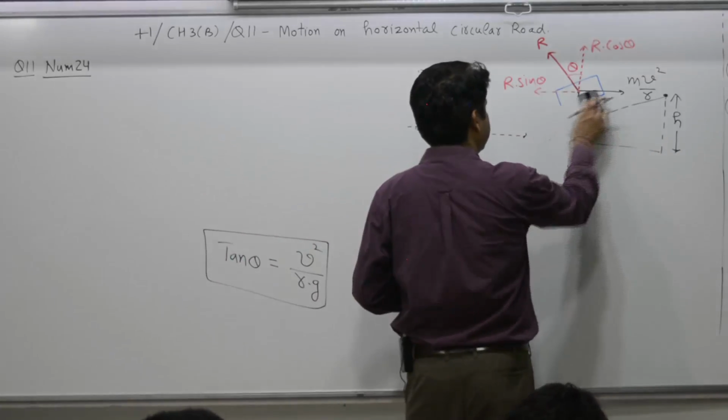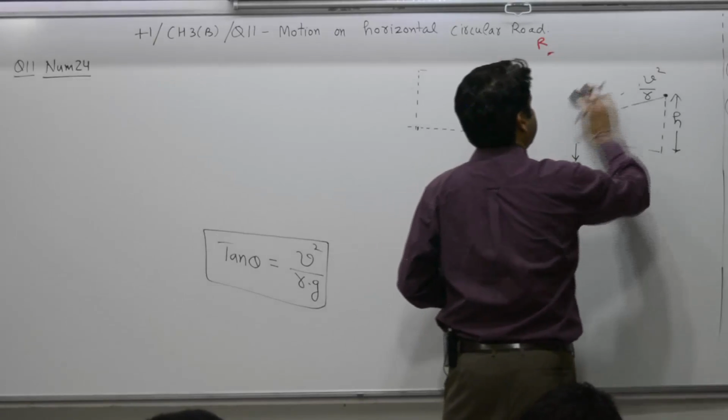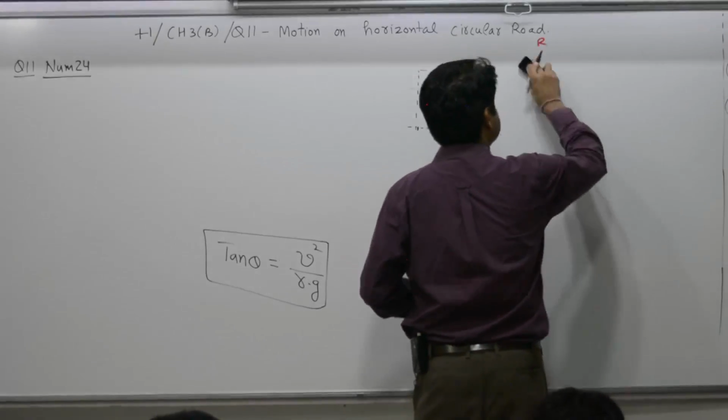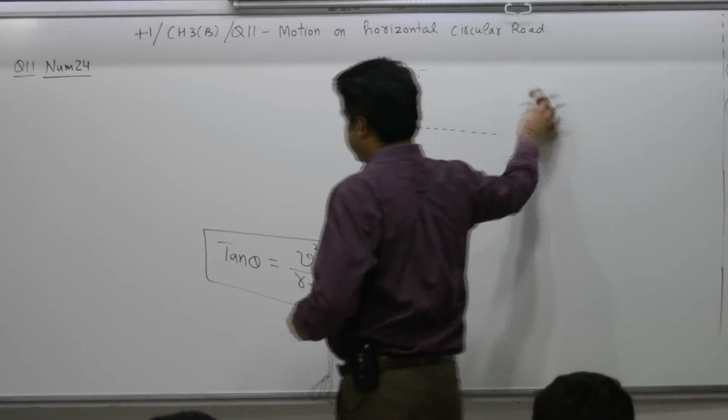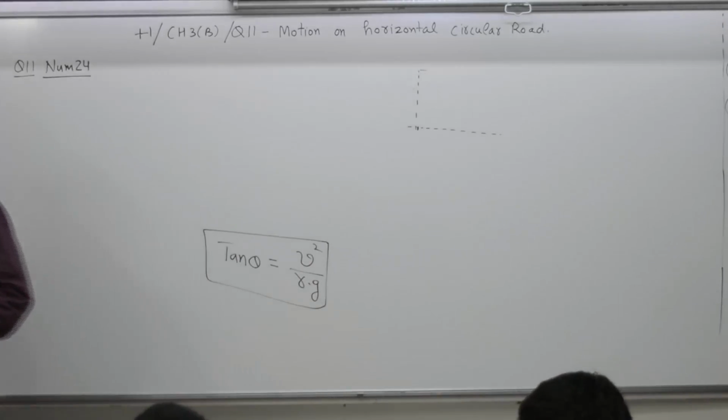How do you draw this for a railway track? Yes. The diagram for a railway track is.